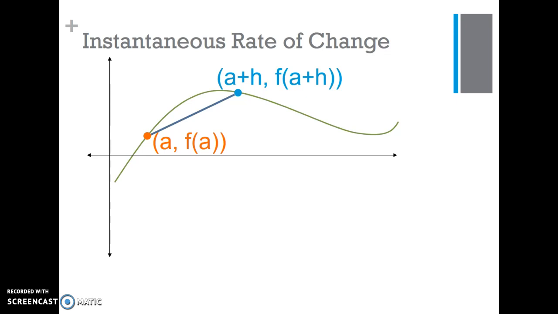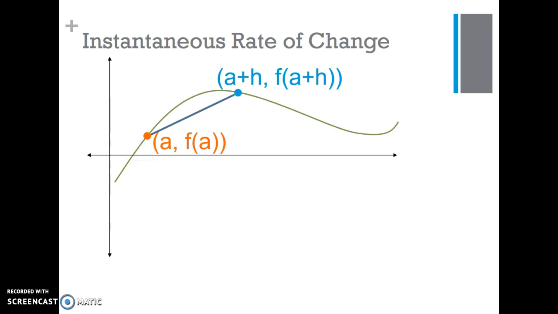The part that's new is the instantaneous rate of change. So the average rate of change is that slope of the secant line. The instantaneous rate of change is, you know what, I just want to talk about what the slope is at A. I don't want to talk about the slope of this straight line. I want to know what the slope of this curve is at A.